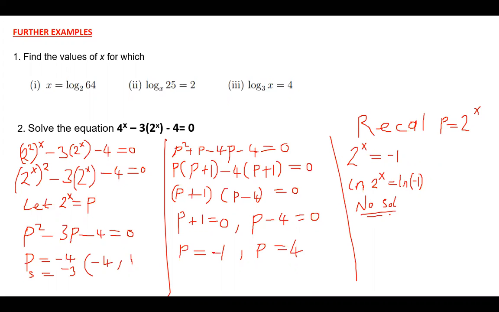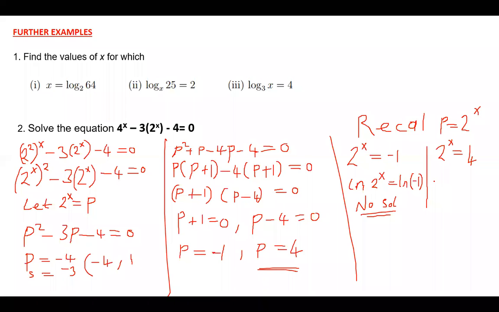So here, no solution. We move on to the next part. We get this one. Where there's p, we put 2 to the power x. So we say 2 to the power x is equal to 4. So here we can find the value of x.